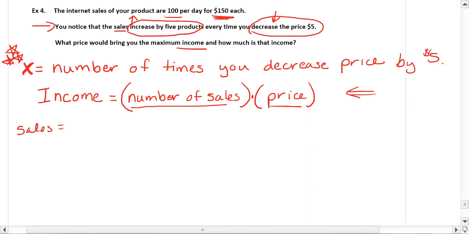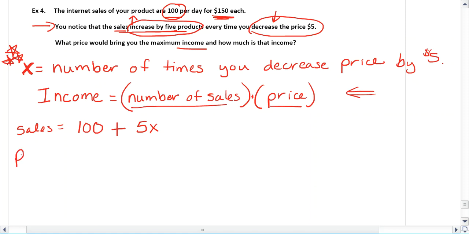Right now we're selling 100 items per day, so that's where we're starting at, and we are hoping that these are going to increase by 5 every time we adjust the price. So we're hoping these are going to go up by 5 items every time we adjust the price. So that's where the 5x comes in.